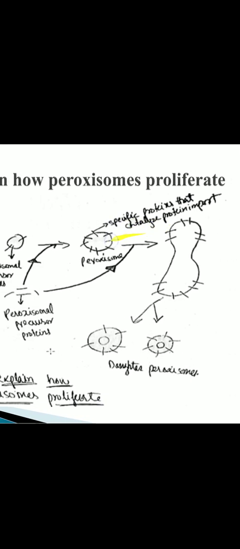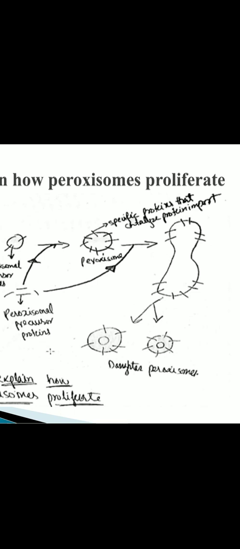Then it combines with the peroxisomal precursor proteins which are present in the cytosol. Then both come together, go and join with, and deliver this protein to the peroxisomes. Then a specific protein catalyzes protein import. Via this process, when the proteins are coming into the peroxisomes, then these peroxisomes have to go for division.